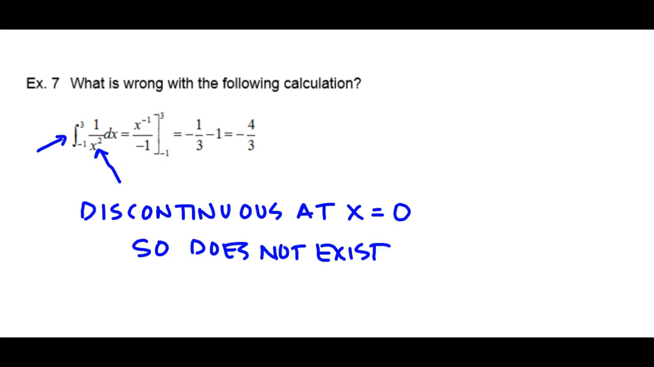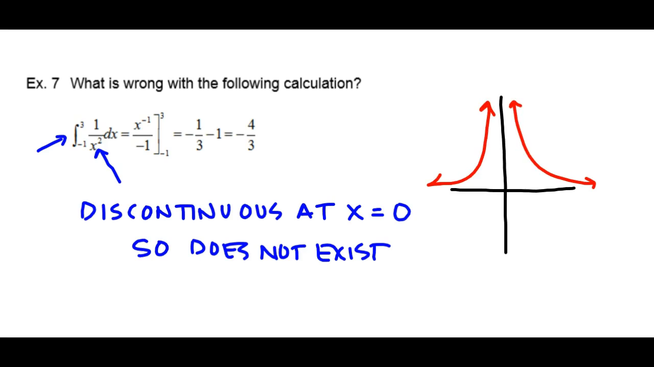And if you look at what the graph of 1 over x squared looks like, it actually looks something like this. So we have it looking like this and this, and if we're going from -1 to 3 and we tried to calculate the area between the curve and the x-axis, we would find that this open space up here would go up to infinity, so we can't calculate that.